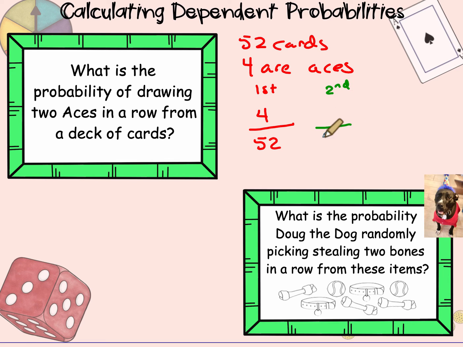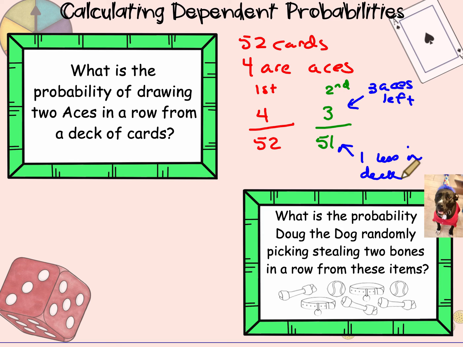We have 51 cards, because remember we've already picked one. And had that first card been an ace, how many cards left are ace? 3. So the reason we're doing 3 is because there's 3 aces left. And the reason we have 51 is because we did not replace. So we have already withdrawn 1 card. 1 less in the deck.